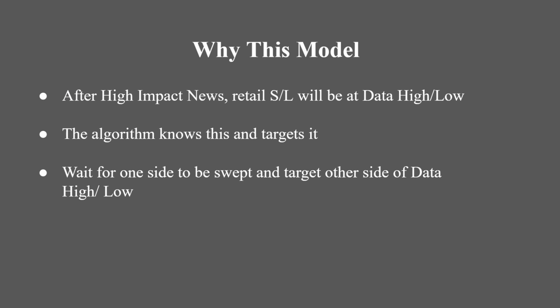Now, why this model? Why does this work? Well, after high impact news, retail stop losses will be located at these data highs or lows. And so the algorithm knows this and targets it. And so your job is to wait for one side to be swept and target the other side. The algorithm is brutally designed to do this, and so you can take advantage of these moves. Whenever there's high impact news, red folder news, and it has a profound effect, you can utilize this to your advantage. And more times than not, it will pan out.